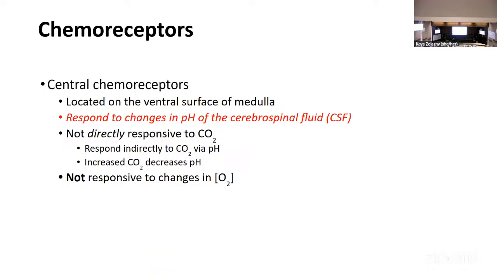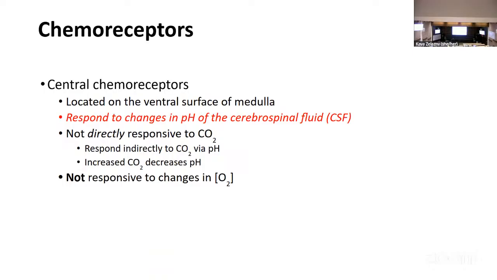So remember, cerebrospinal fluid is that clear-ish fluid that's bathing your brain, cushioning it and providing it with nutrients. And it's important here because the reason that we're responsive to fewer things, if we're looking at the central chemoreceptors, is partially because we have a blood-brain barrier. So we have fewer things that can come into contact with our central chemoreceptors. They are not directly responding to carbon dioxide. They're not responding at all to oxygen.